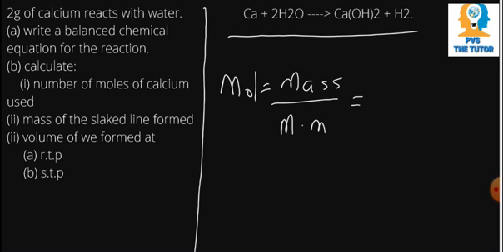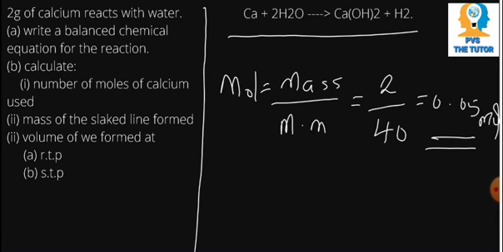and this will lead to the mass of calcium that was given is 2 grams, while the molar mass of calcium is 40. When you divide, that should give you 0.05 mole. So we have 0.05 mole of calcium that were used in the reaction.